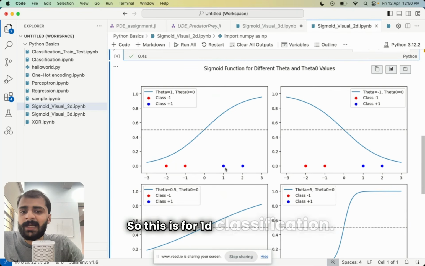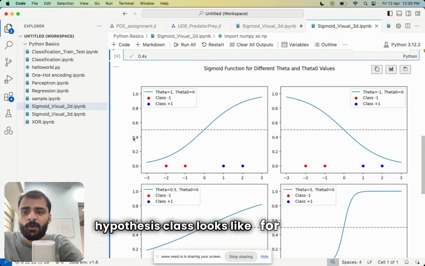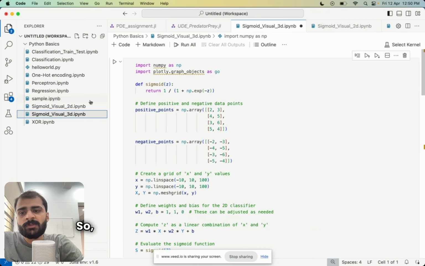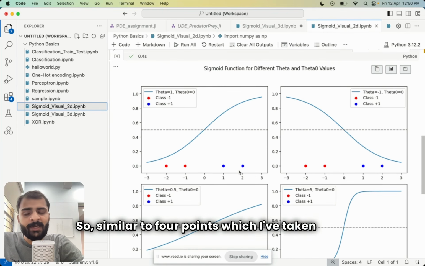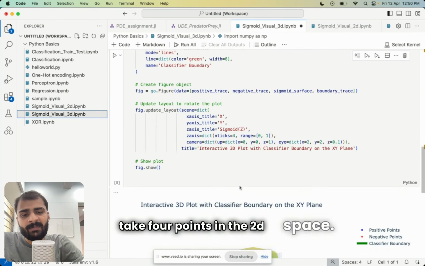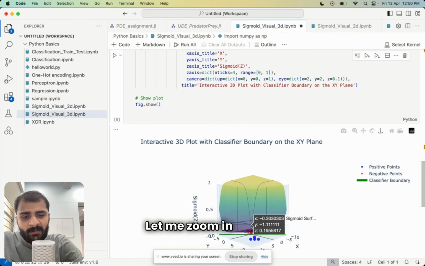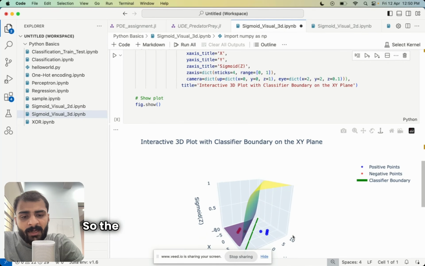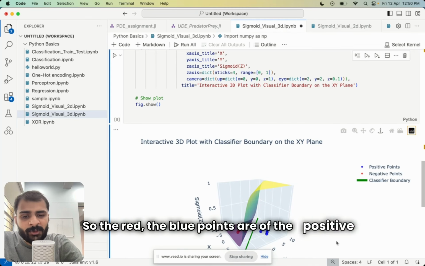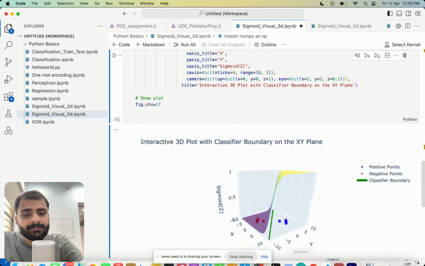So this is for 1D classification. Let us look at what the sigmoid hypothesis class looks like for 2D points. So similar to the 4 points which I've taken here, two positive and two negative, I am going to take 4 points in the 2D space. Don't be confused or intimidated by this graph. Let me zoom in further. So the blue points are of the positive class, and the red points are the negative class.